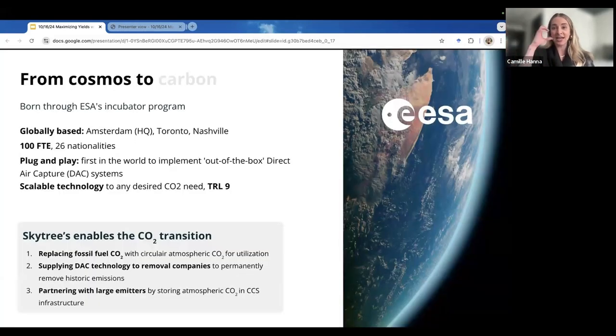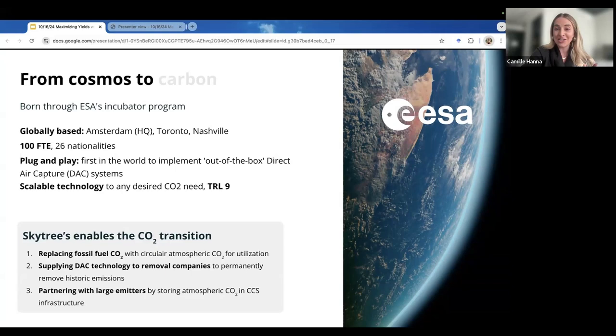Who is Skytree? Skytree is a Dutch company. The technology that we manufacture was born out of the European Space Agency. As humans, we breathe out carbon dioxide. If you're an astronaut up in space in a really small room, there needs to be a way to pull the CO2 out of that room. That's really where our technology was born. It's a 10-year-old company. The first 8 years were spent on research and development, figuring out the right capture technology and optimizing the unit.